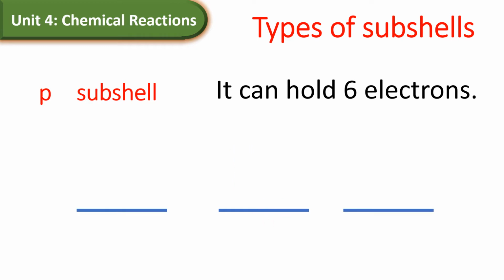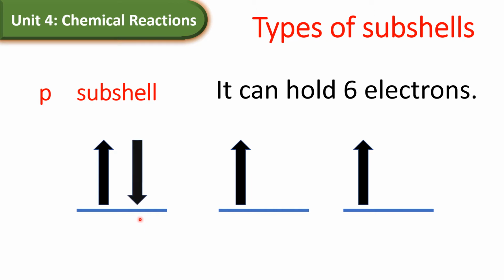Next is your P subshell. In your P subshell, it can hold up to 6 electrons. In our slide here, we can see 3 orbitals, wherein each orbital should be singly filled first with 1 electron. So it goes like this: 1, 2, 3. Once the orbitals have been filled with 1 electron, it will go back to the beginning orbital. So 4, 5, 6.